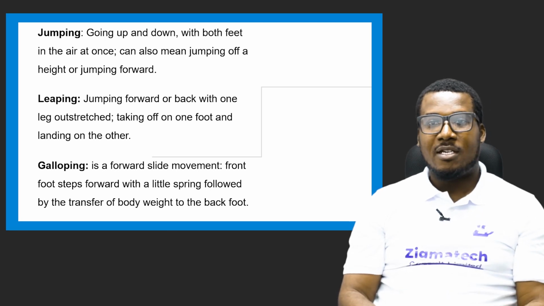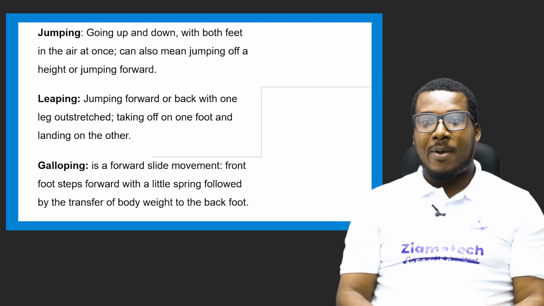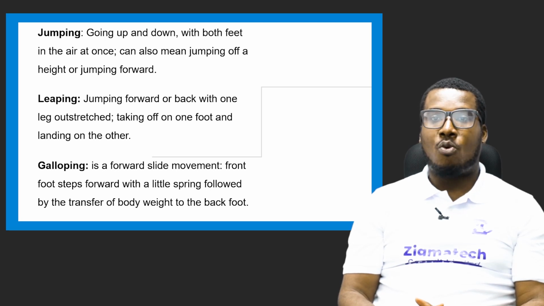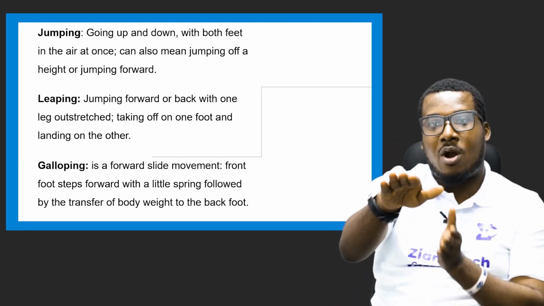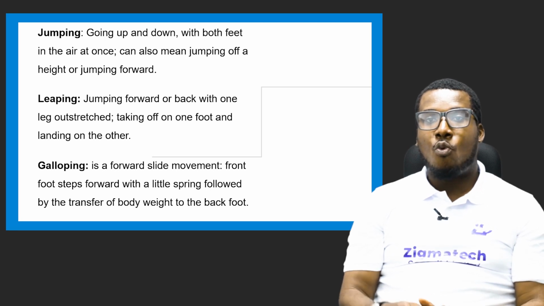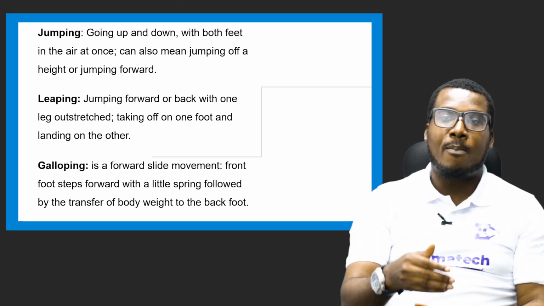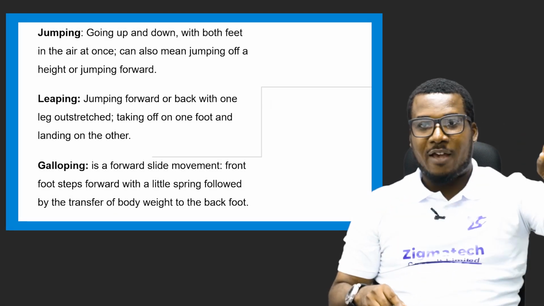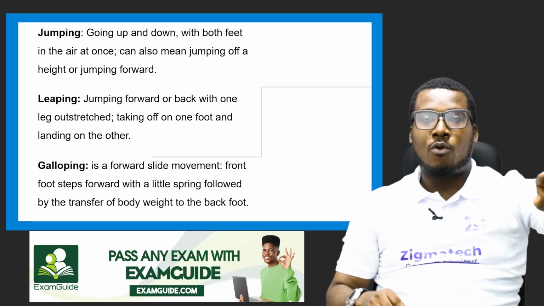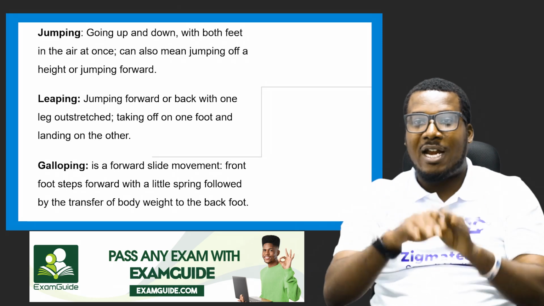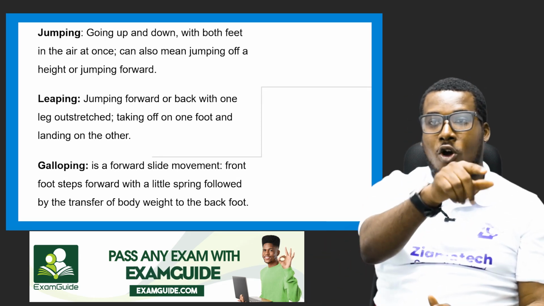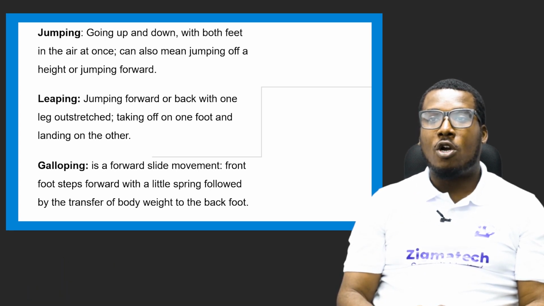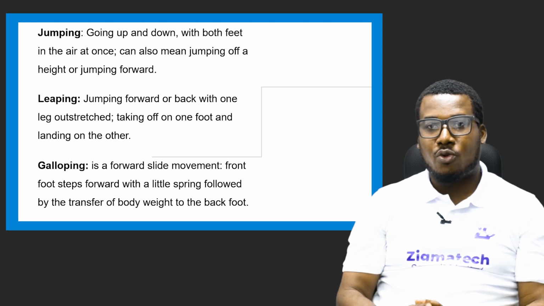Talking about leaping. Now let's enter leaping, jumping forward. Again, similar to jumping, but this one is jumping forward or backward with one leg stretched. So one leg is going forward, one leg is going backward. That's why the athletes who handle the triple jump or the long jump do more of leaping, because they tend to propel themselves forward with one leg. They stretch themselves with one leg and fold the leg together before they land. So they take off with one leg, going forward or back with one leg stretched, taking off on one foot and landing on the other. That's what we're talking about just now.